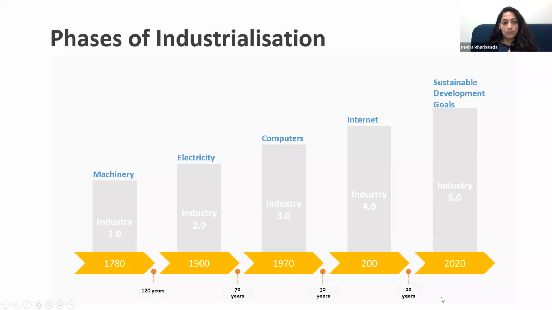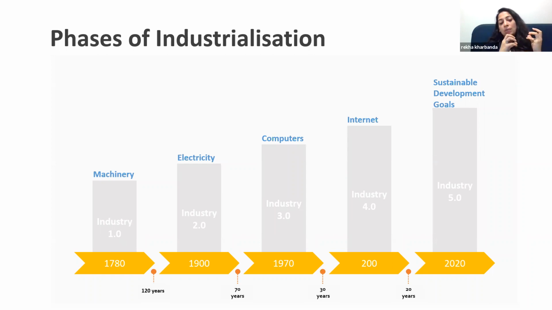I wanted to talk about the phases of industrialization. It's good to always connect the dots, and to connect the dots, you have to look back into the past and see how far we have come to actually predict how far we will go in the future. So if you see the industry continuum, how things have changed.